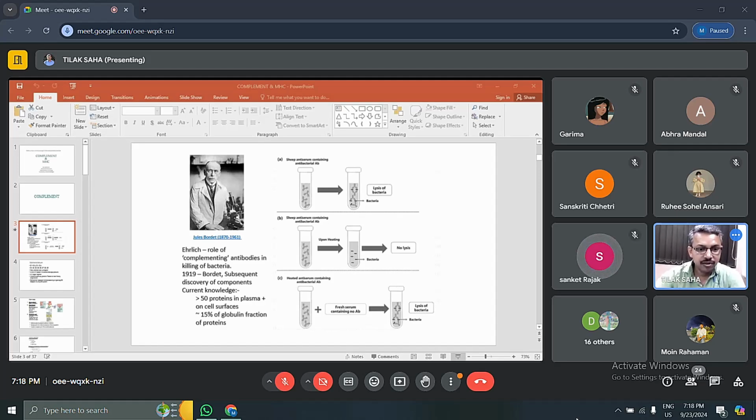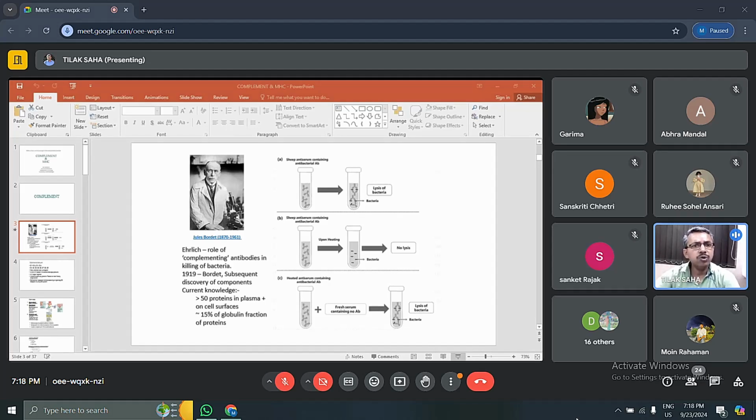Yes, sir. Okay, fine. So these proteins constitute around 15% of the globin fraction of proteins present in our serum. So obviously it is not less. There are many different proteins, out of which a big chunk represents the complement factors, and there are around 50 different types of proteins.